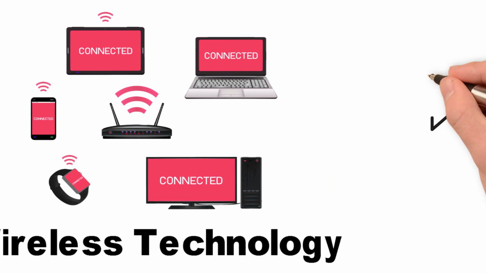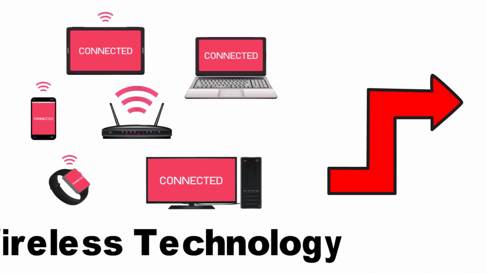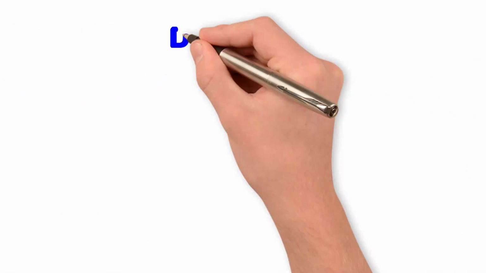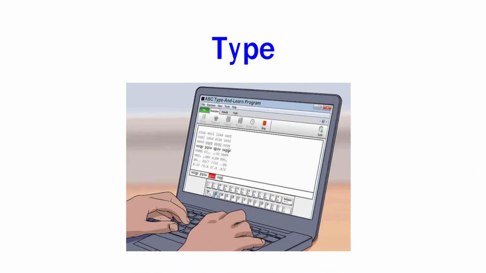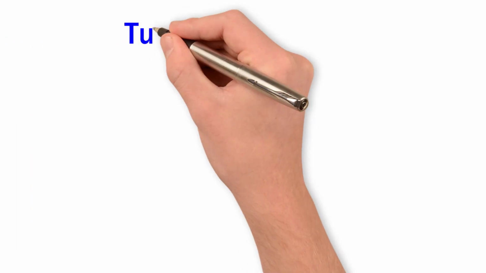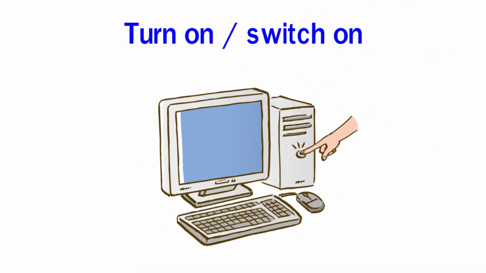And here are some important verbs that are used to talk about computing activities. Download. To copy information from the internet to your computer. Type. To enter information via the keyboard. Turn on, switch on. To activate the computer when you want to use it.